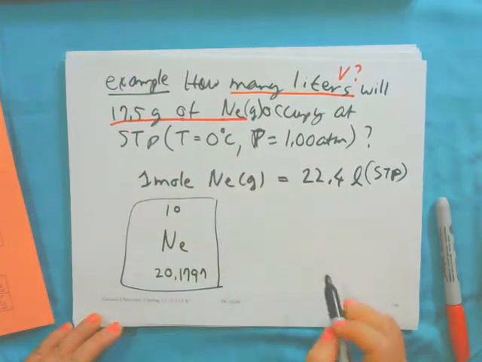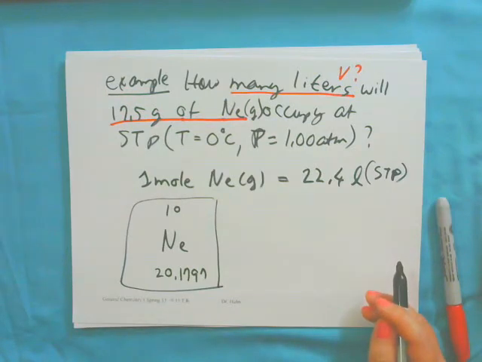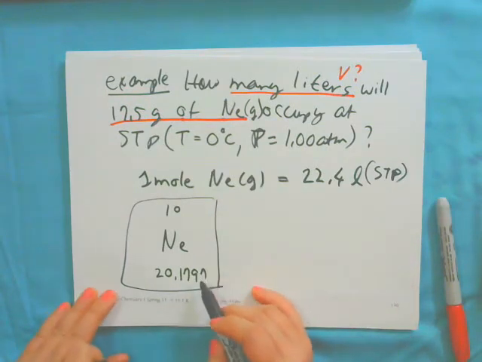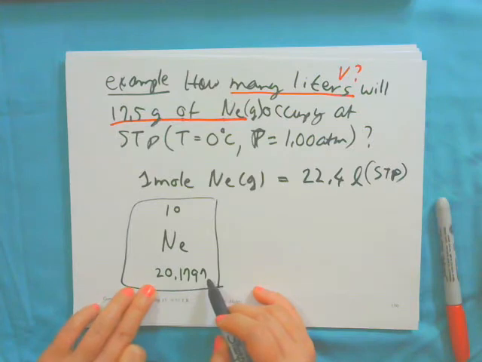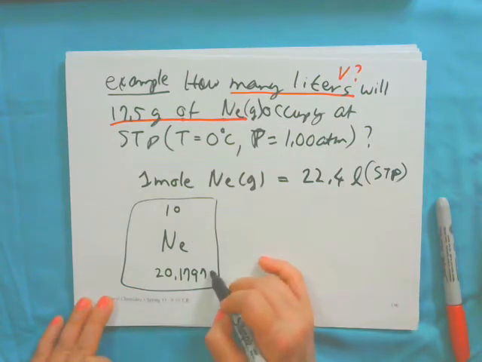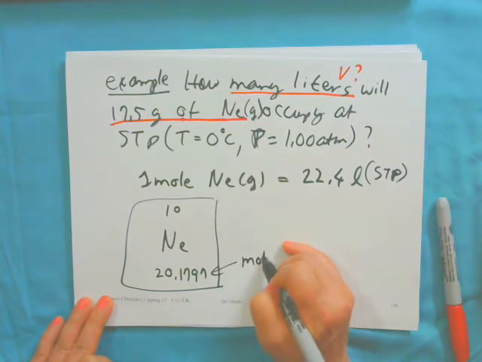So that's my little block of the periodic table. Alright, so neon has on the bottom the big number 20.1797, and we got 10 on the bottom. This is our molar mass, right?